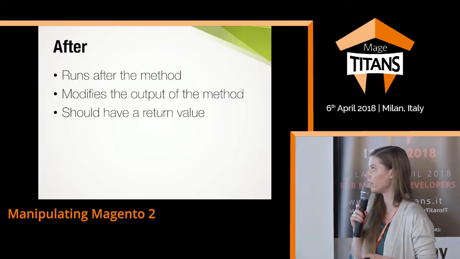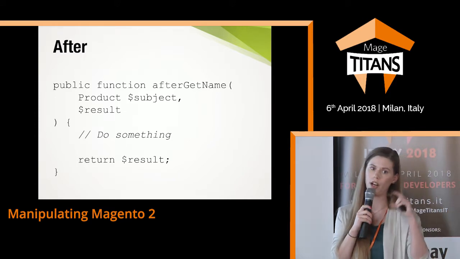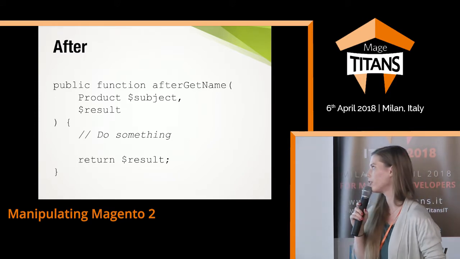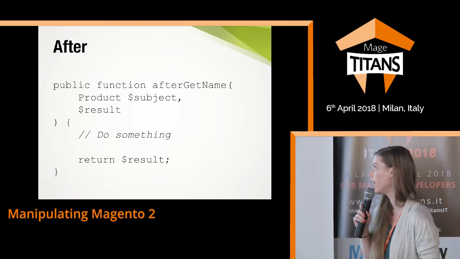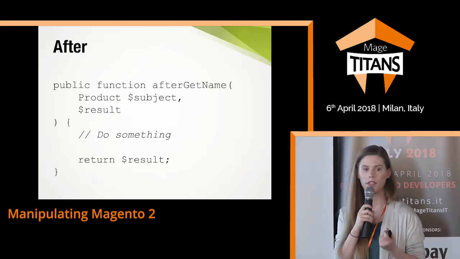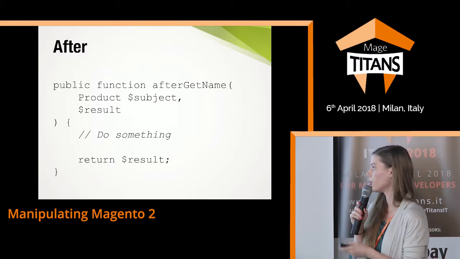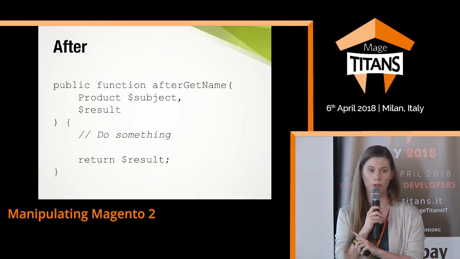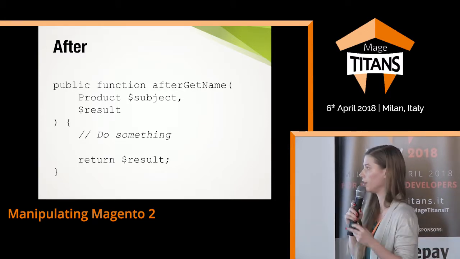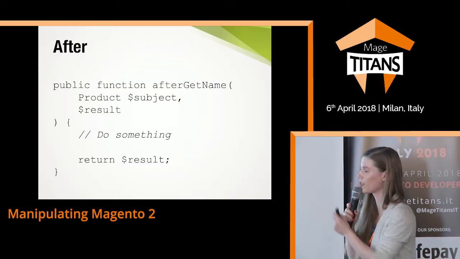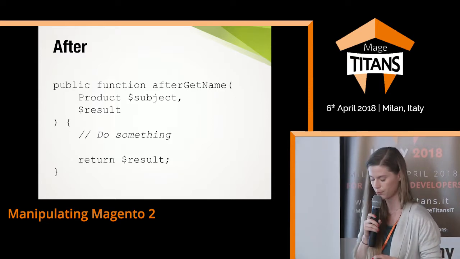The second one is the after plugin. So very easy, it will run after the public function. It also will get an instance of the public class, and it will get the result of that function if there is a result. You should always return the result, because else none of the code that calls this function will get a result. So always return the result.